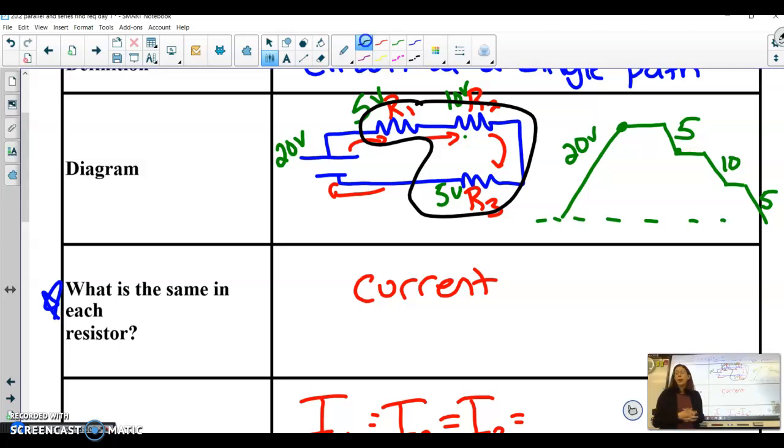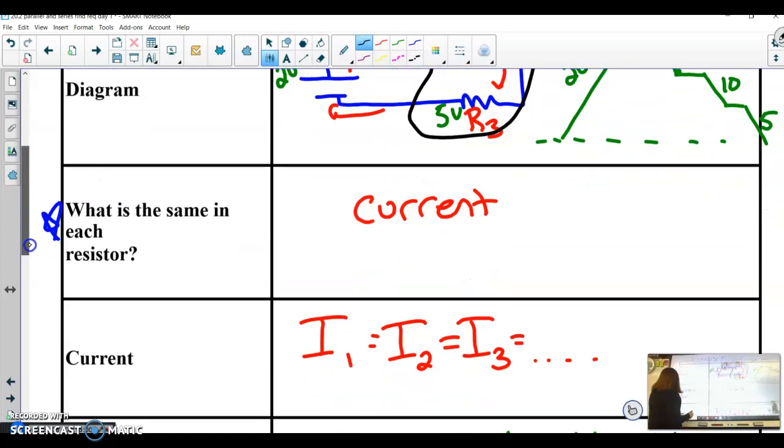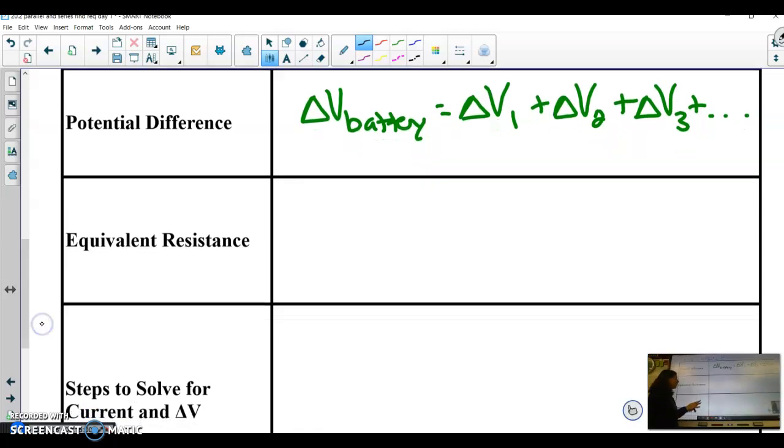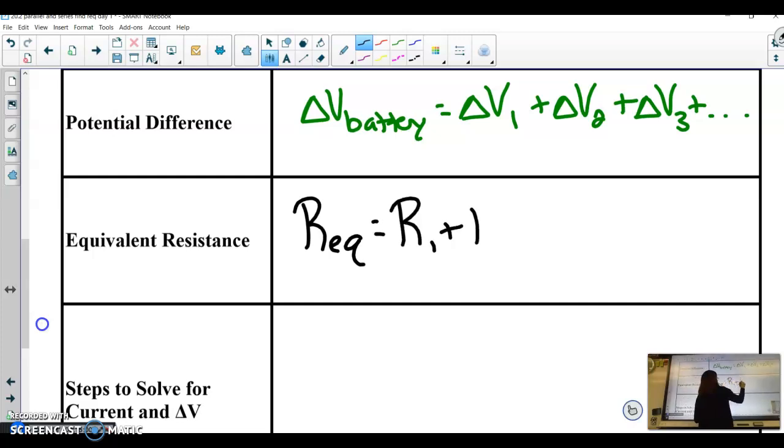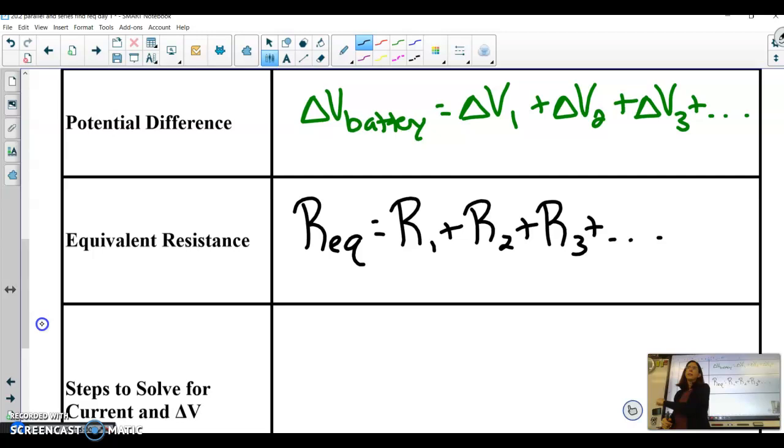And you actually figured this out in the activity from last week, or you should have, that for series, it's as simple as it could possibly be. The equivalent resistance is just equal to the sum of the individual resistances. So if one is 2 ohms and 5 ohms and 10 ohms, it would be 2 plus 5 is 7, plus 10 is 17 ohms of resistance overall.